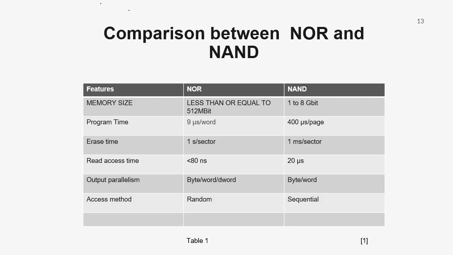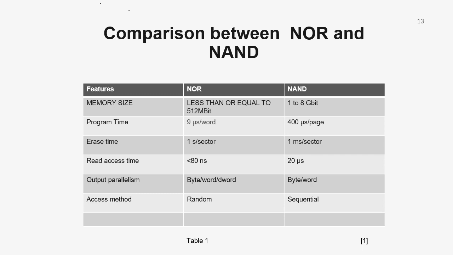These are the basic comparisons between the NOR and NAND cells. The memory size of a NOR cell is less than or equal to 512 Mbit, and NAND cell 12 gigabit. The program time in a NOR cell is 9 microseconds per word, but in the NAND cell it is 400 microseconds per page, and the write time is 1 second per sector in NAND, 1 millisecond per sector in NOR, and the read access time is less than 18 nanoseconds.